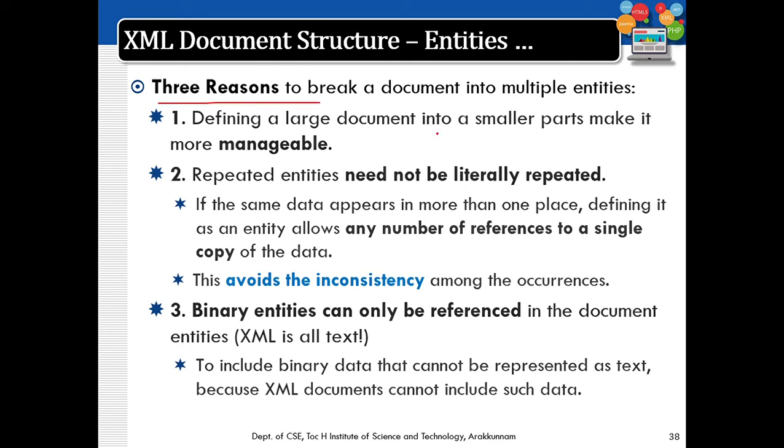There are three reasons why we break these into multiple entities. First, dividing a larger document into smaller parts makes it more manageable. Then, repeated entities need not be literally repeated. Suppose we have some data which is to be added again and again within the XML file, we don't have to add that larger content inside the file as it is. We can have any number of references to the copy of data. It can be stored like functions. We can save it in a separate location and reference it from this file n number of times. This avoids inconsistency among the occurrences too.